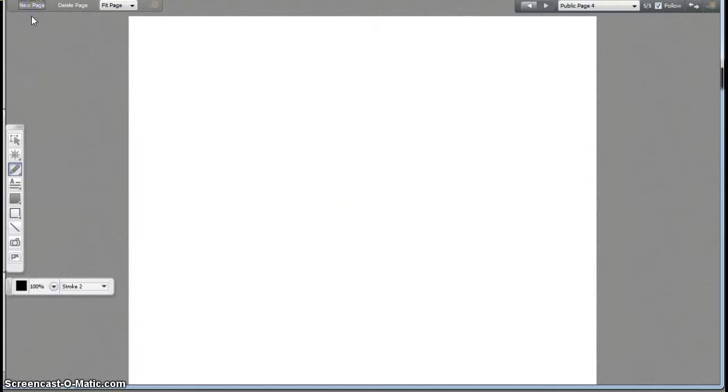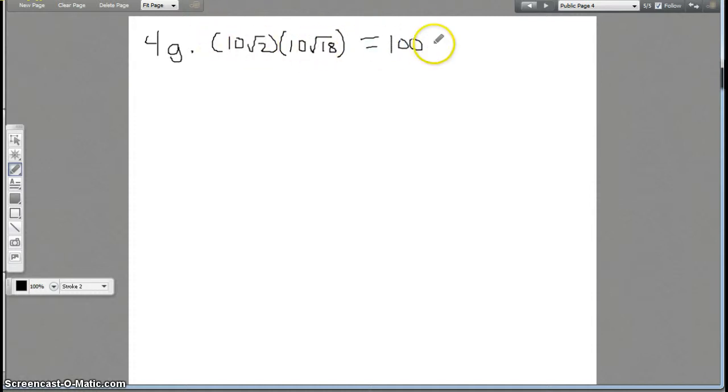Okay, let's look at a couple more parts from number 4. If we look at number 4, part G, what we have is 10 square root 2 multiplied by 10 square root 18. So first I'm going to multiply the numbers outside the square root. 10 times 10 is 100. Now I'm going to multiply the numbers inside the square root. 2 times 18, that's 36. But 36 is a square number. So if I take the square root of 36, I get 6. So this is going to be 100 times 6, and 100 times 6 is 600.